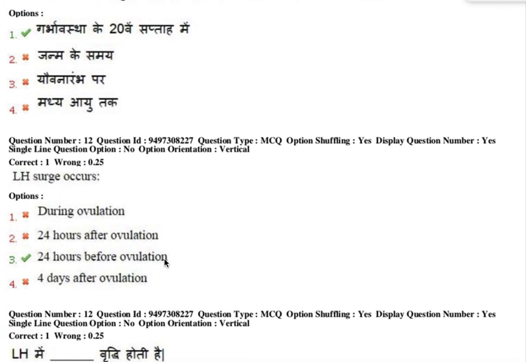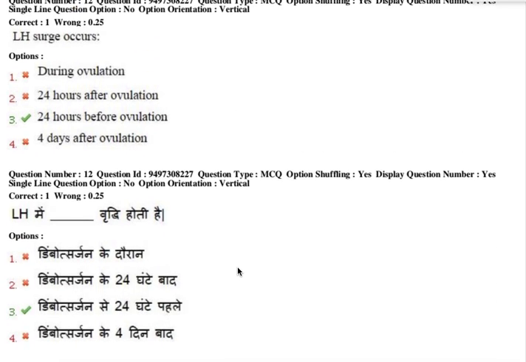Next question. Question number 12. LH or luteinizing hormone surge or peak level occurs. Right answer is third, 24 hours before ovulation. Luteinizing hormone surge or peak level occurs at the time of 24 hours before ovulation.